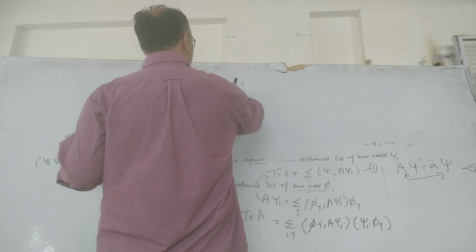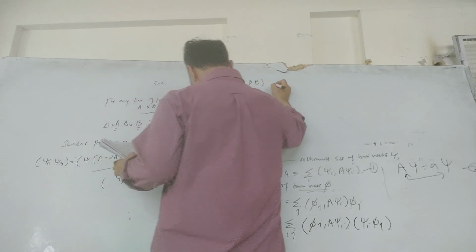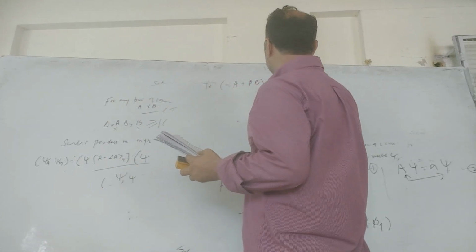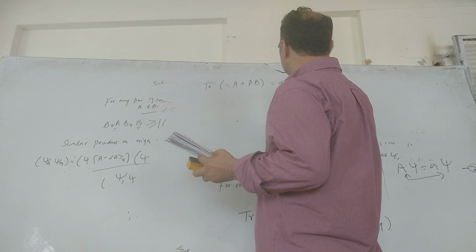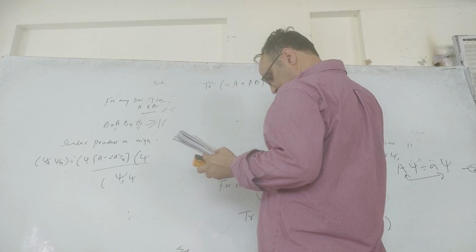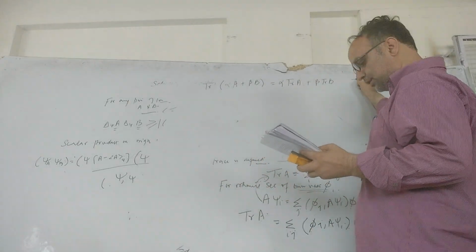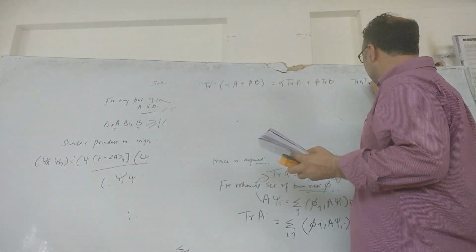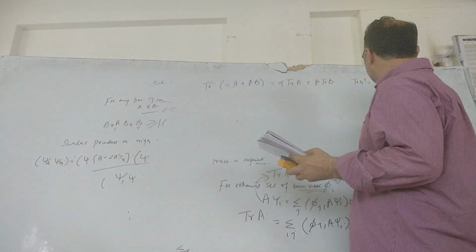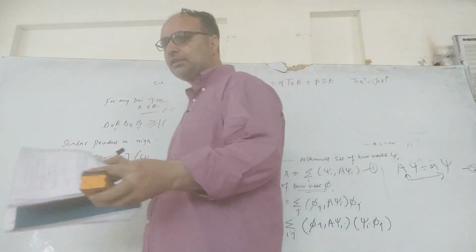This may be a scalar with operator A. This may be another scalar with operator B. So we have alpha times trace of A plus beta times trace of B. This is one more property, you can verify it: trace of A diagonal can be equal to trace of A conjugate. So this is another property.